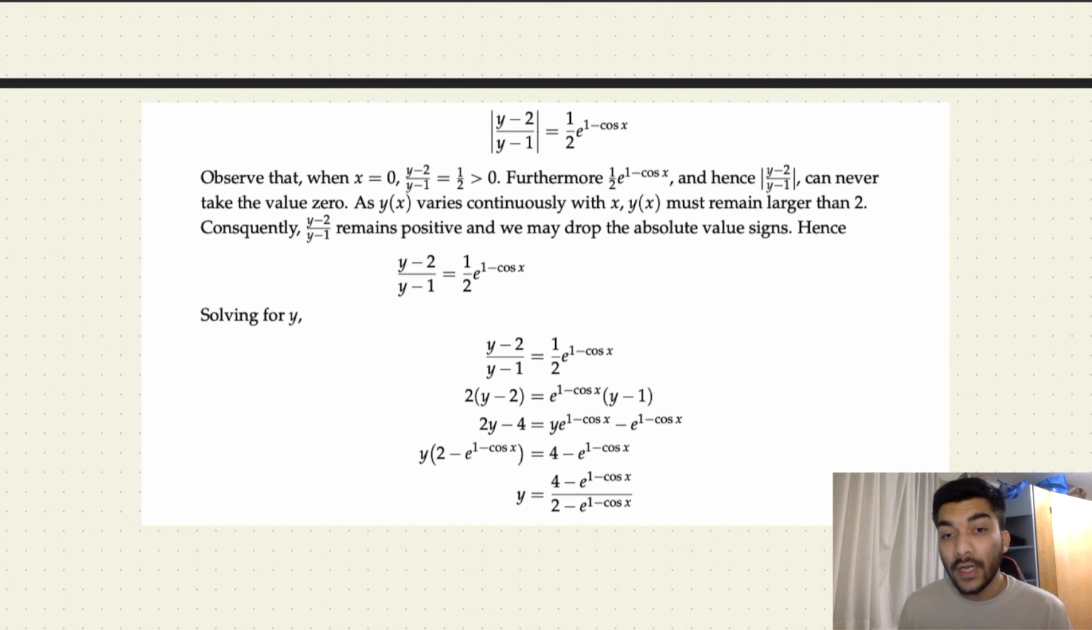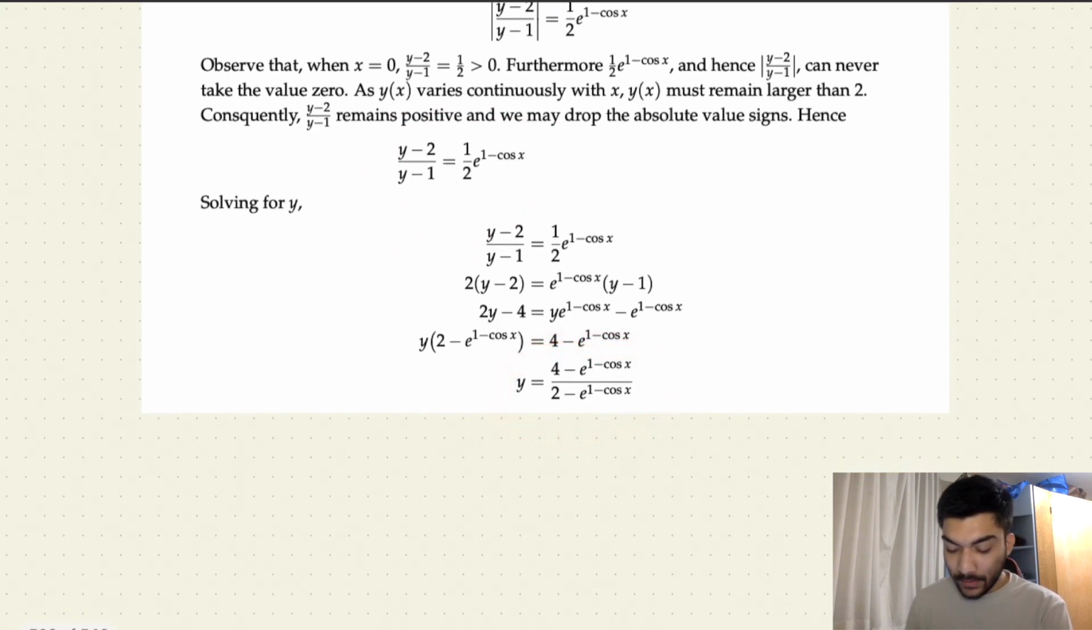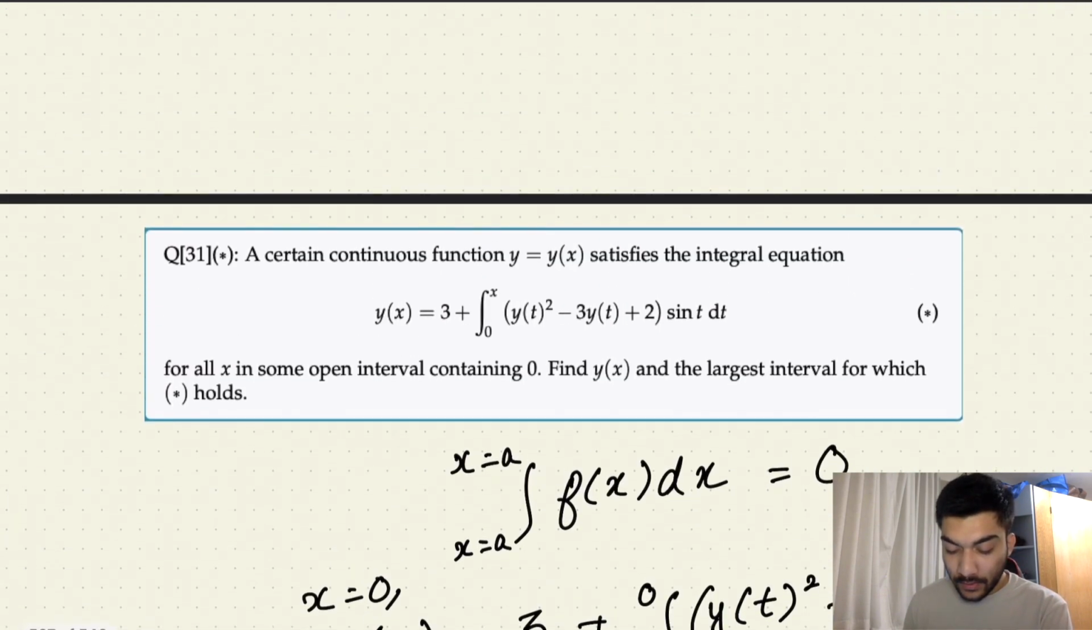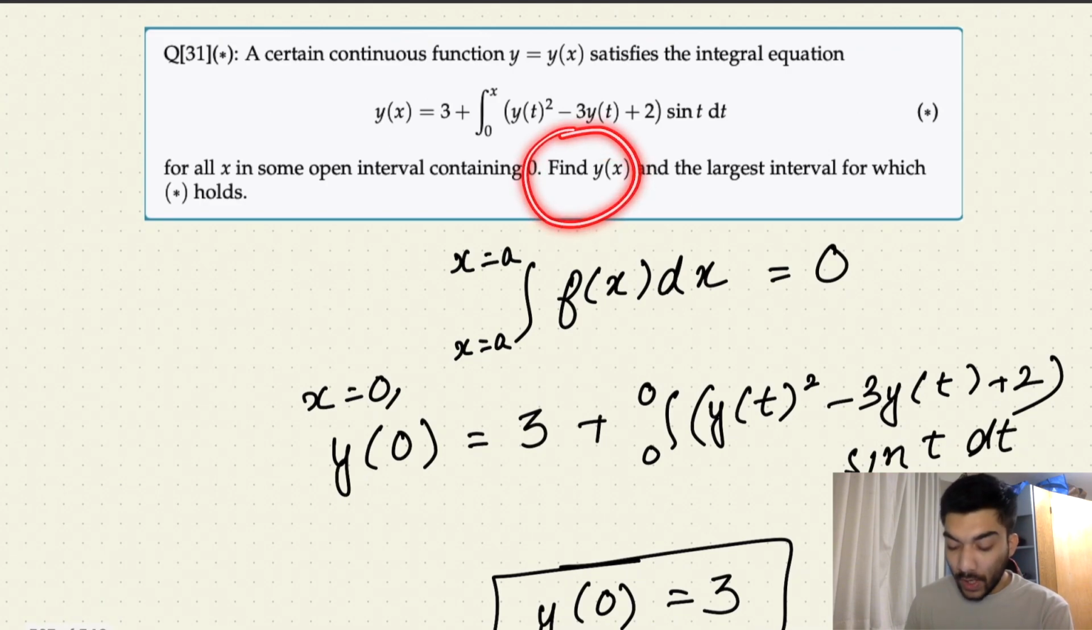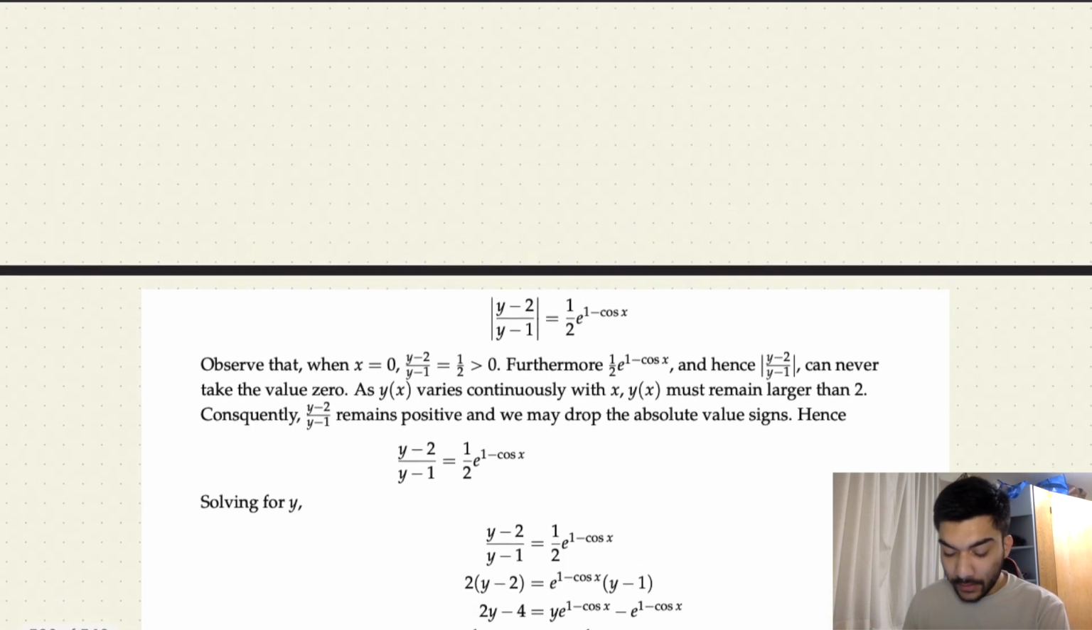Since we know that y is always greater than 2, this expression is always positive. Because if y is always greater than 2, your numerator is always positive and your denominator is also always positive. So you can absolutely get rid of these absolute value signs on the left-hand side. You'll get this expression, and if you solve for y, you'll get this final equation. So this is the answer to your first part. Now you have found y as a function of x, and you can clearly see that in this expression.